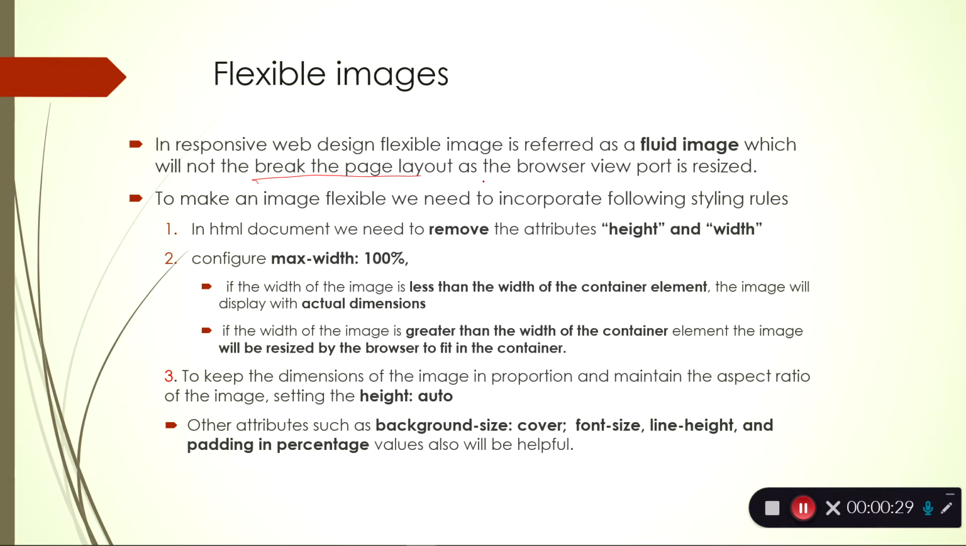So when we are working on responsive web design, we have to first bring the fluid property to the images so that it will not break the layout that we are trying to build for responsiveness. So how can we make an image flexible? For that, the first step is we have to remove the height and width attribute that is there with the image tag. And then instead of the width attribute, we have to specify the max-width CSS property with the value 100%.